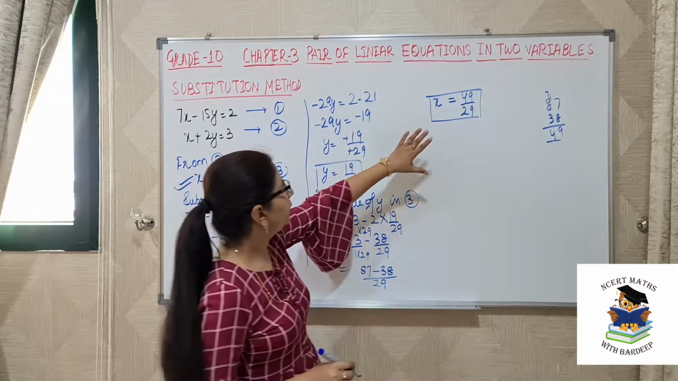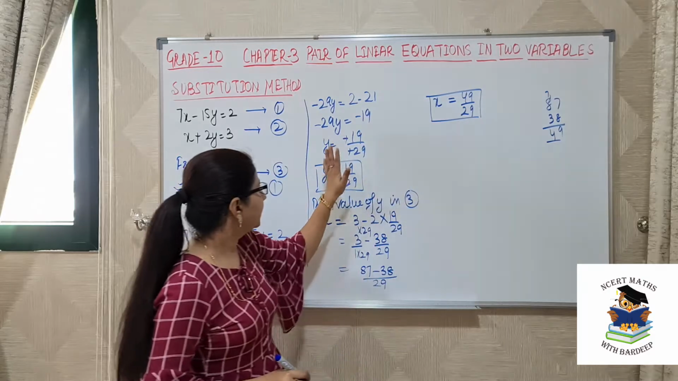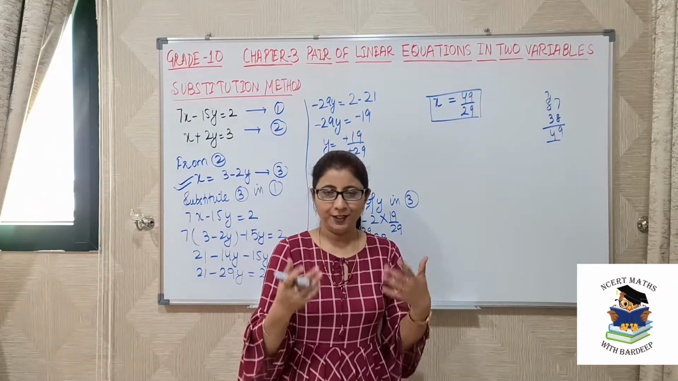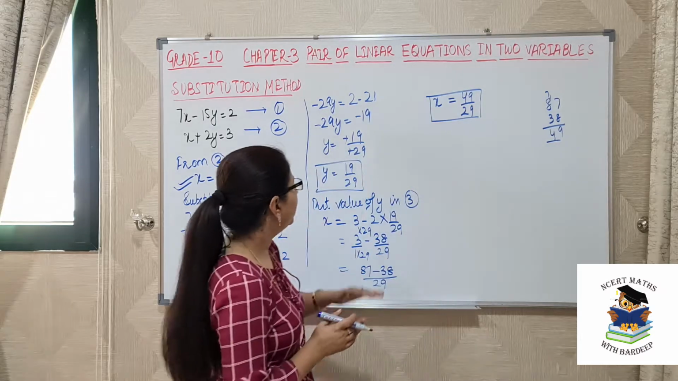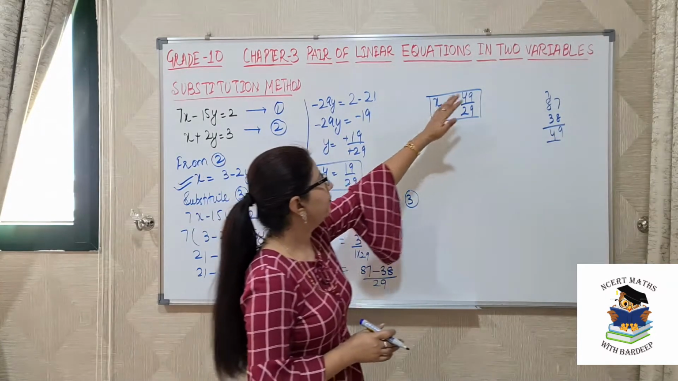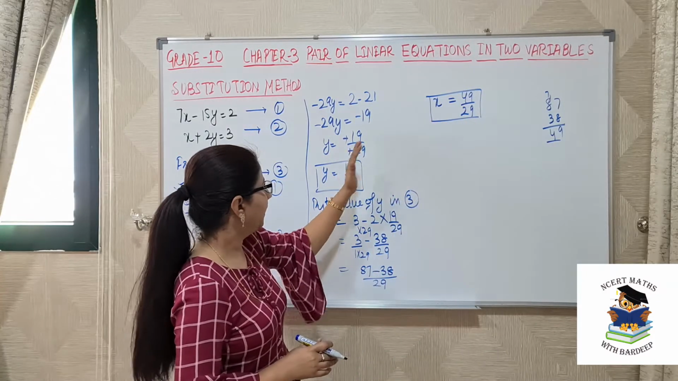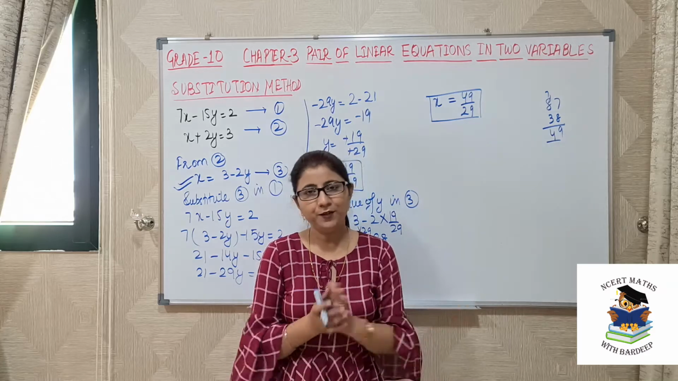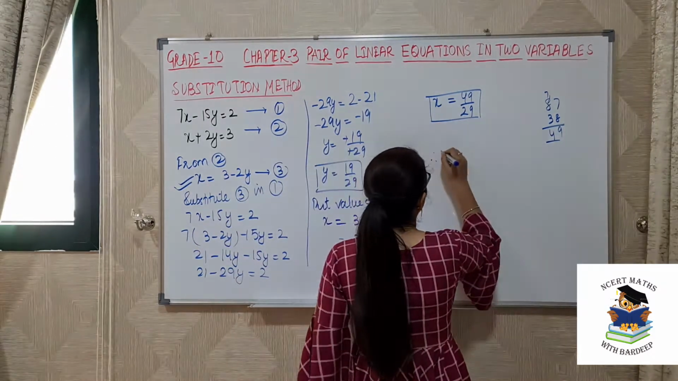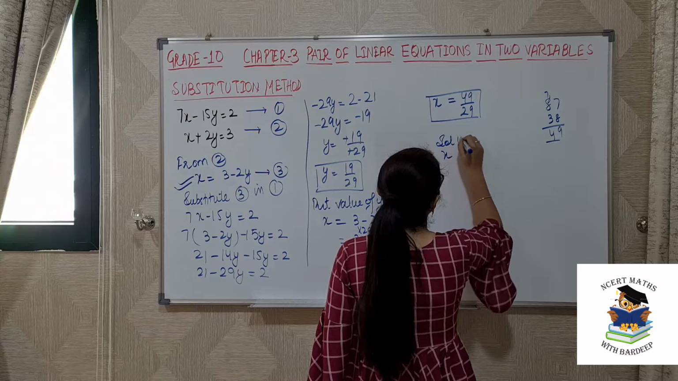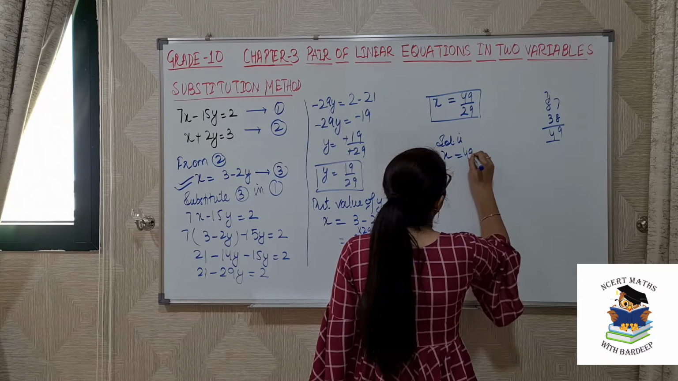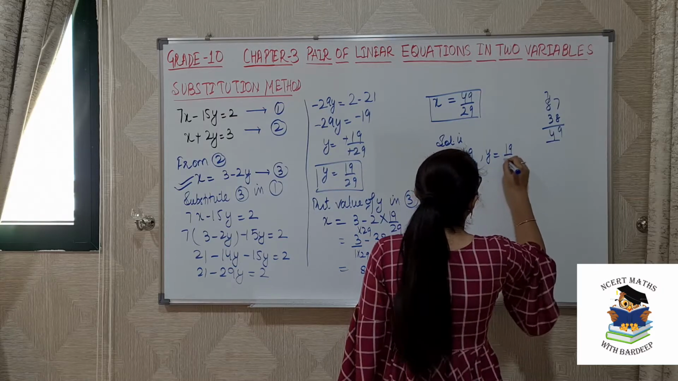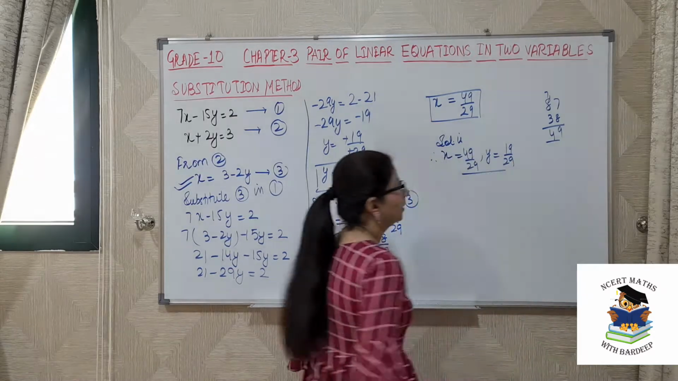So don't forget to put these values, that is the final value of x and the final value of y, in boxes, so that the examiner will get to know that you got your correct values. Okay. So now we have x as 49 by 29 and y as 19 by 29. So this is the solution of our given pair. So in the last we can write, therefore solution is x equals 49 by 29 and y is equal to 19 by 29. Okay.